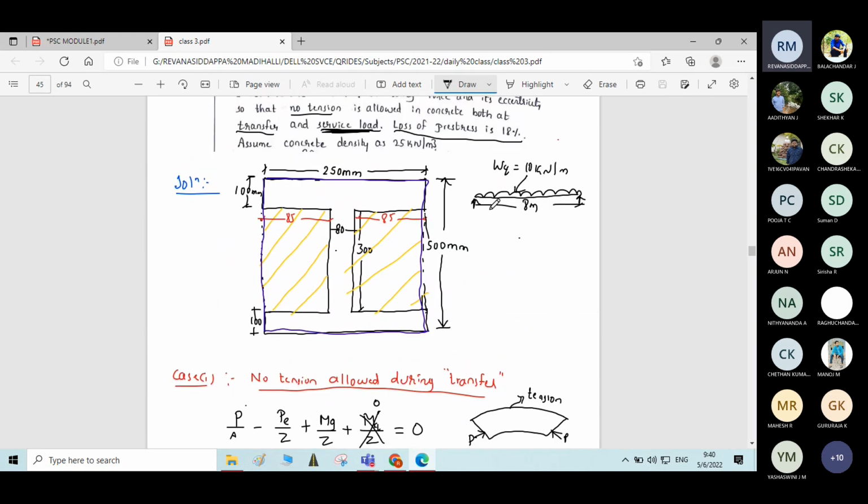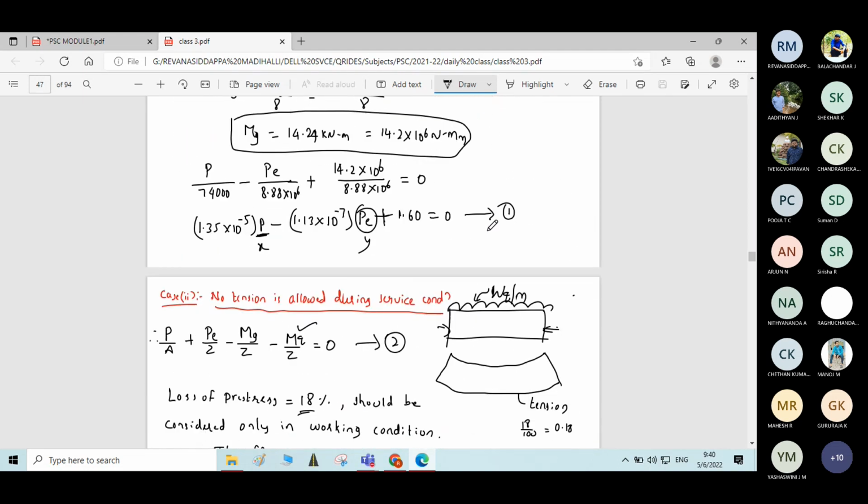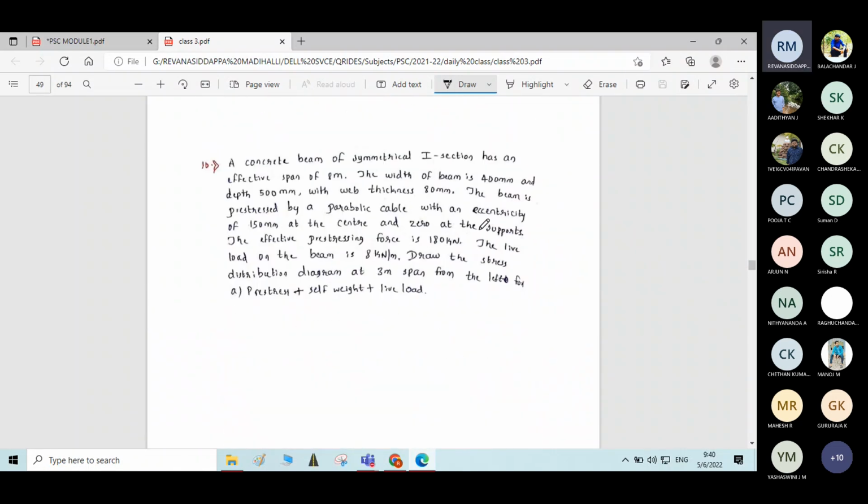If you have any doubts, you can ask before moving to the next problem, students. Any doubts? Okay. We move on to the next problem.